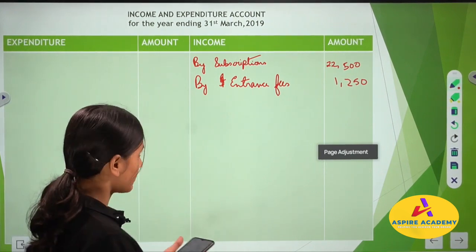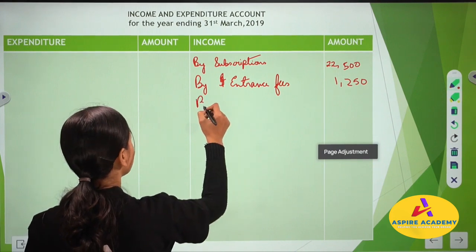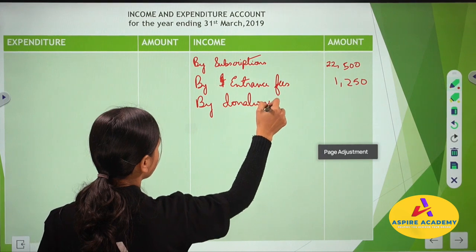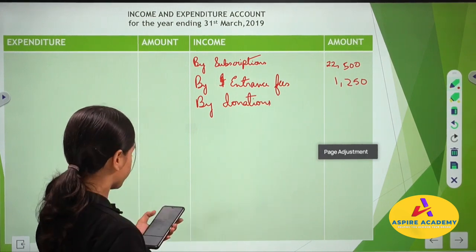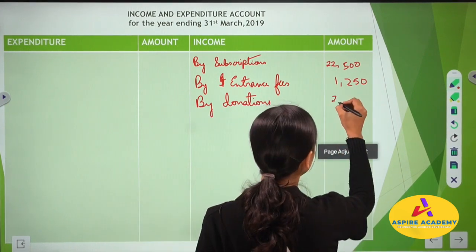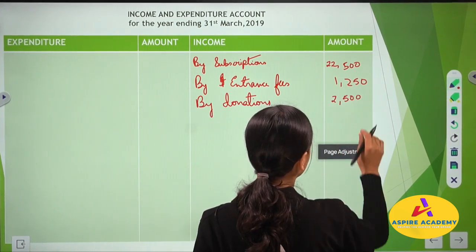Next is donations. Now donations have been received, so this is also your income. So donations, the amount is 2,500.